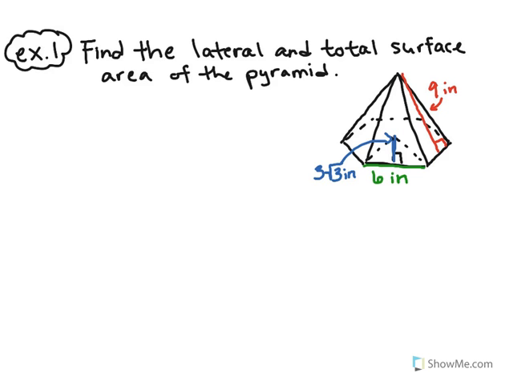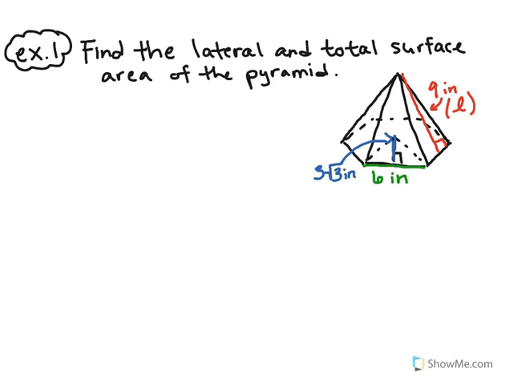All right, so here's our example. We're going to find the lateral and total surface area of this pyramid. If you can see in this picture, this 9 inches in red represents my slant height. And I know that because it's lying alongside of a face. So that's going to be my cursive L in my formula.